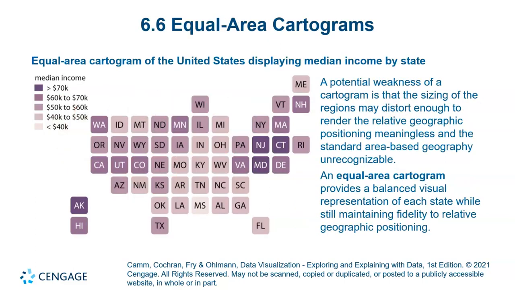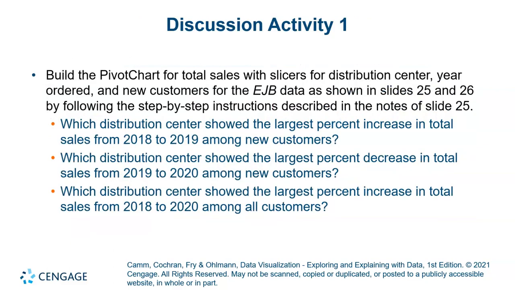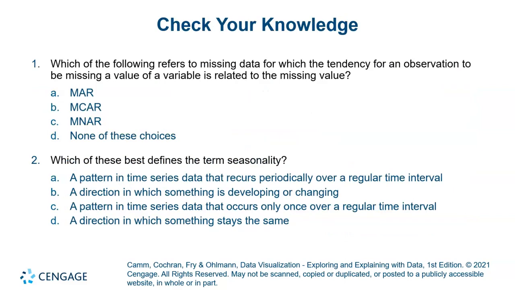Then this is an equal one, where the states are of equal size, but the data behind them varies. So this is the end of the chapter, and these are your quiz questions and the summary of this chapter.